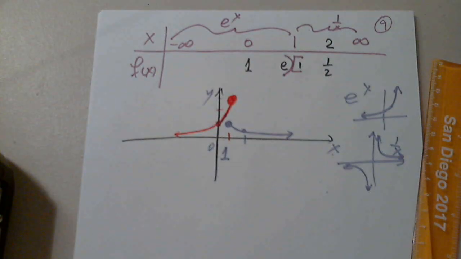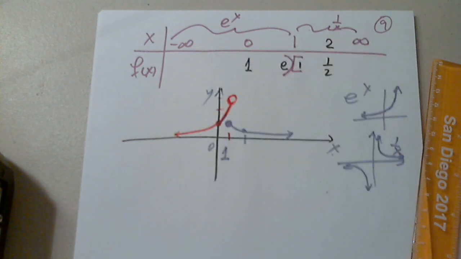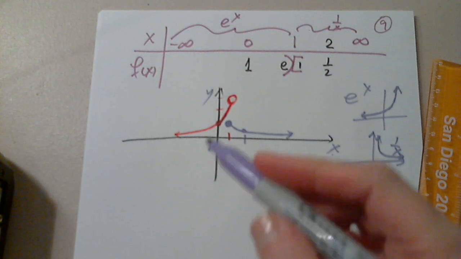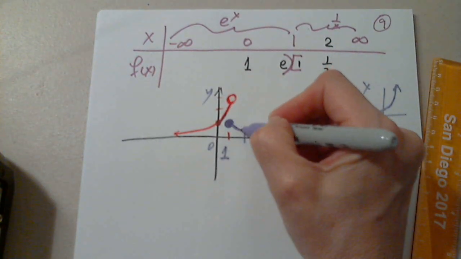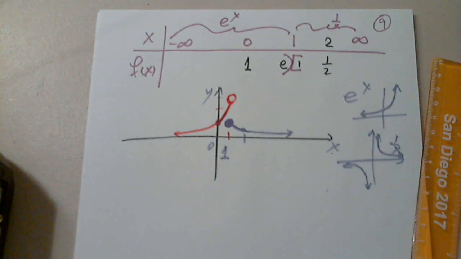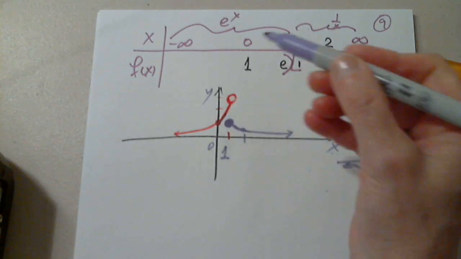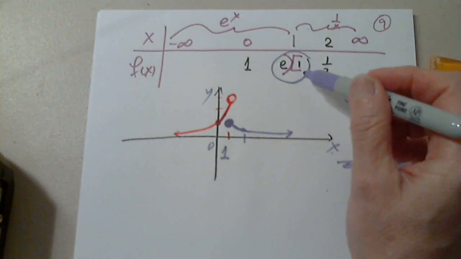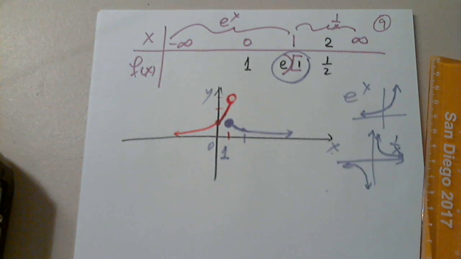So this is open, and I'm going to move the bottom one a little bit to the right. So this has to be open. Okay? So on the same vertical. And then it goes to the right. So remember, these have to be one on top of the other. Because this is what happens at 1. The limit from the left is e, the limit from the right is 1.